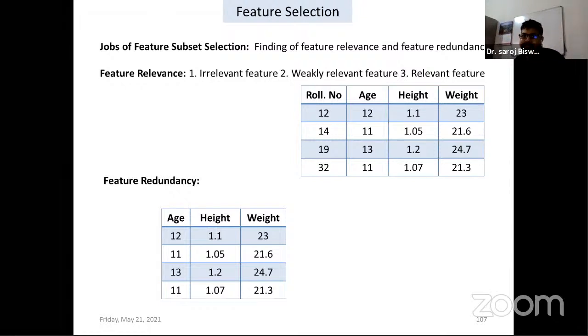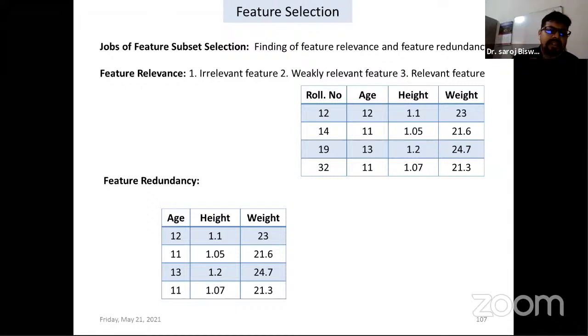Now you have a question, sir. Both age and height are redundant, so which one should be deleted? It's a big question. How can we delete? We can find the relevance of age separately for solving this problem, and also find the relevance level of height separately. Then we keep the feature whose relevance is higher, and we remove the feature whose relevance is less. In that way you can do it. This is one of the ways. You can have a different way also for deleting one of the redundant attributes or features.